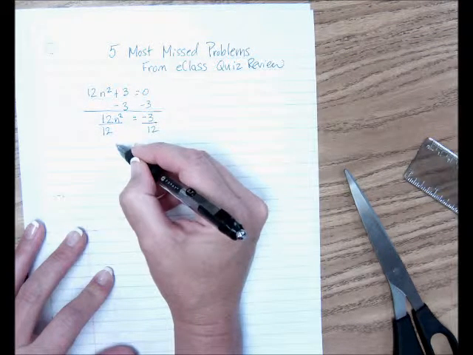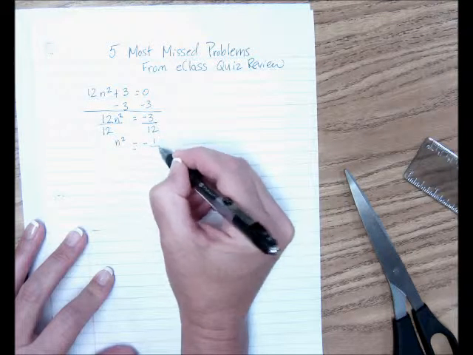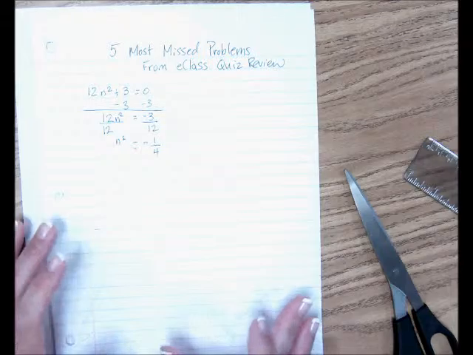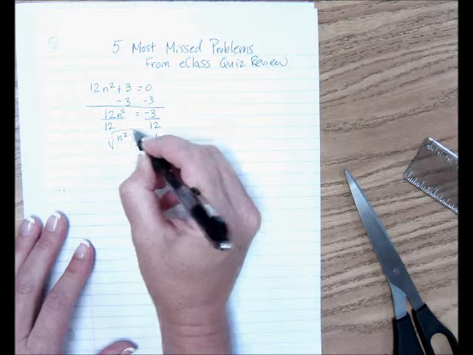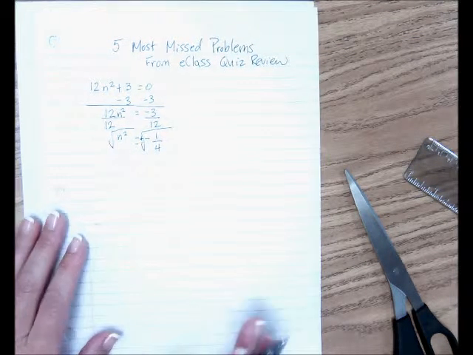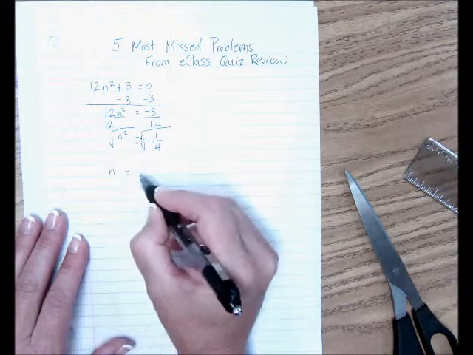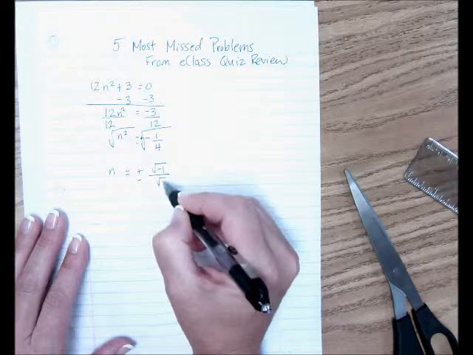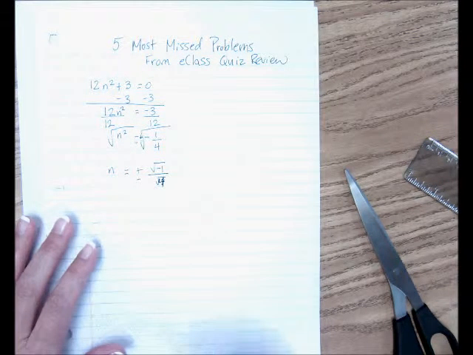And then I'm going to simplify that fraction, so n squared is going to be equal to negative 1 over 4. Now, I think this is where the problem happened, is that I have to take the square root of both sides, plus or minus. So in this case, the square root of n squared is n, and then it's plus or minus the square root of negative 1 over the square root of 4. So you kind of break those two up.